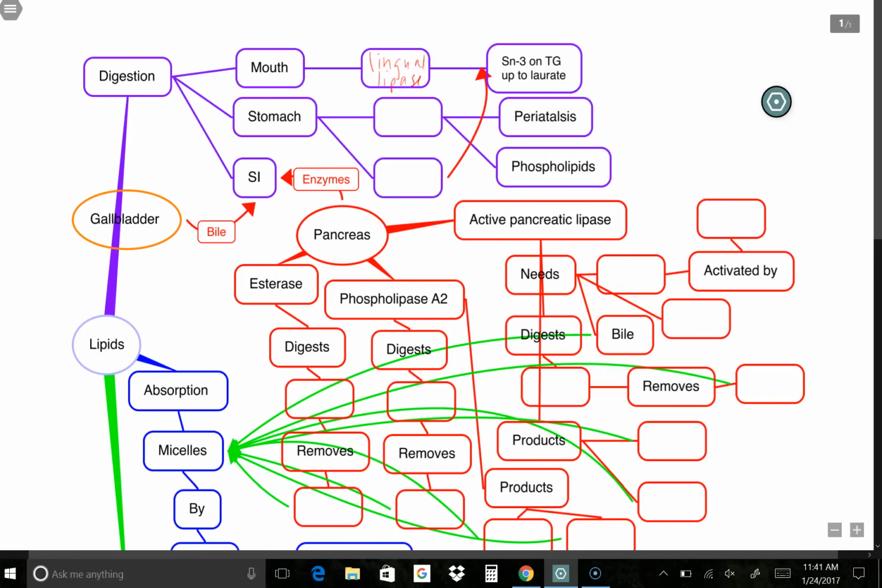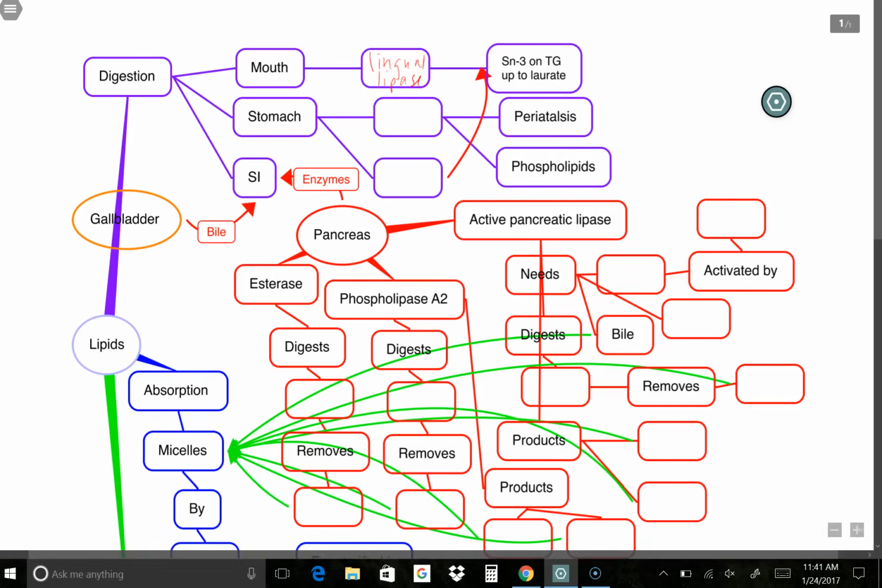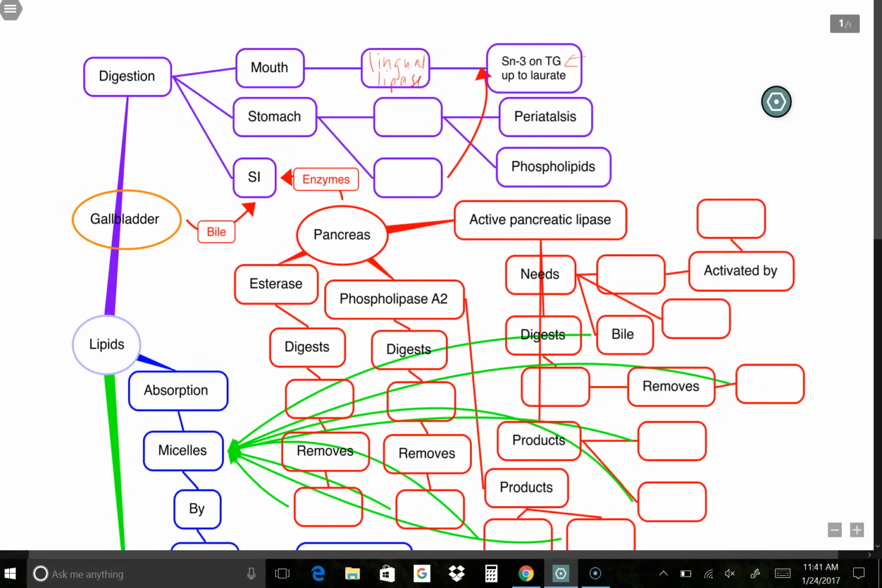fatty acids, so up to lauric acid. Cannot touch SN1 or SN2 fatty acids, and it only digests triglycerides. So no phospholipid digestion or cholesterol digestion occurs in the mouth or in the stomach, because in the stomach we have the ability to emulsify.